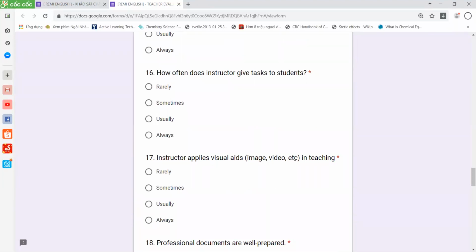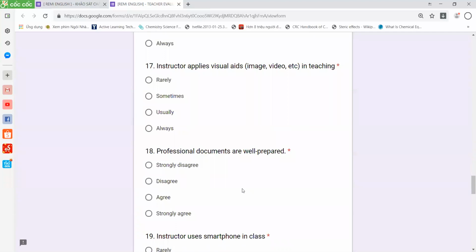How often does the instructor give tasks to the students? Some students like to be challenged, so you could give them tasks to help them improve their English skills faster. Instructor applies visuals such as images and videos in teaching. Like I have said before, you should apply visuals more often in teaching.